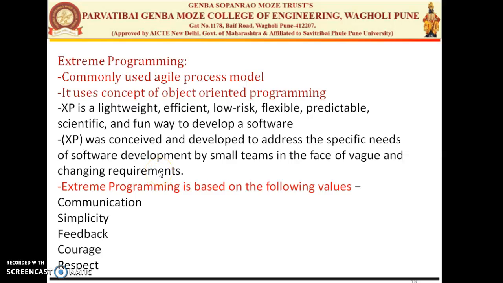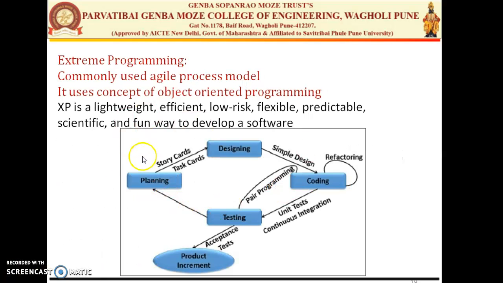So next is the XP process. If you see traditional approaches like waterfall and incremental, they also have some process stages such as communication, requirement gathering, planning, designing, modeling, development, testing, deployment and feedback. XP also has certain phases in its process that cover the planning section, the designing section, the coding section and the testing section. So let's see the process flow of extreme programming.